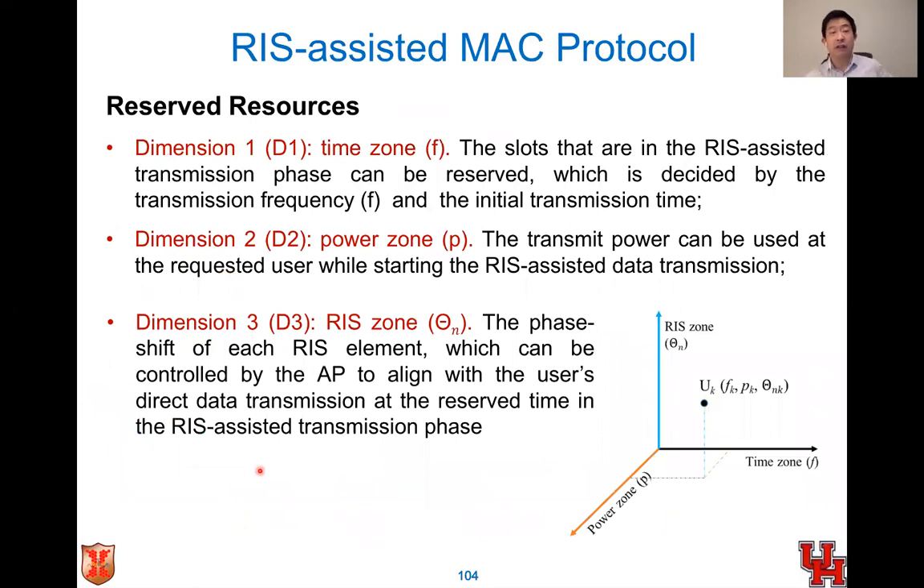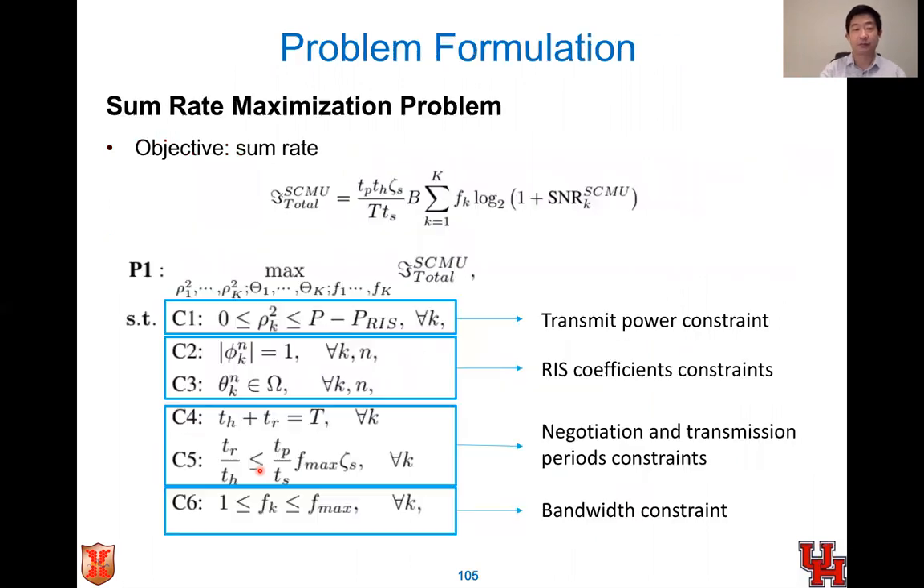And then for the resources, we have three dimensions. The first dimension is the time zone: how could we reserve the time for a specific user? The second one is the power zone: how do we do the power control? And the third one is the RIS zone: which RIS component should I allocate to which user? So you can see that with RIS, the problem becomes a much higher dimension optimization.